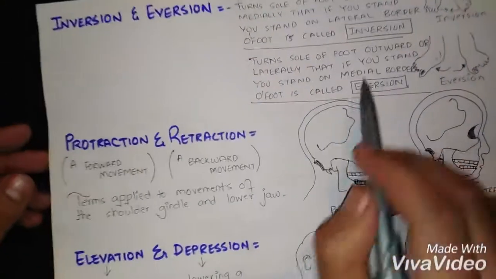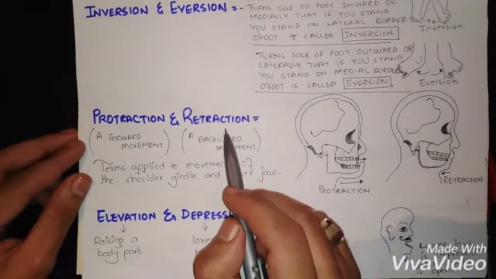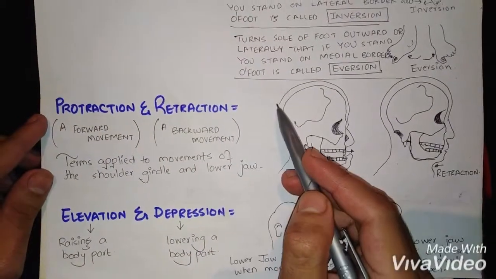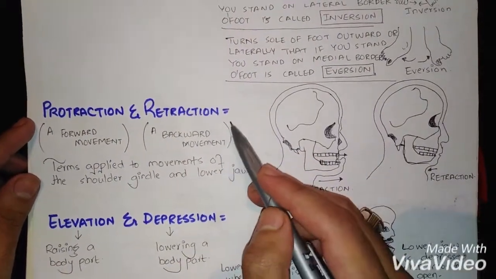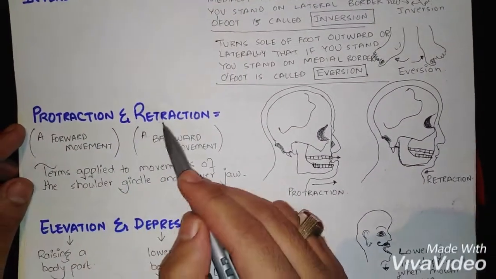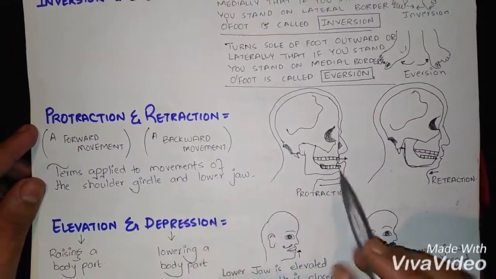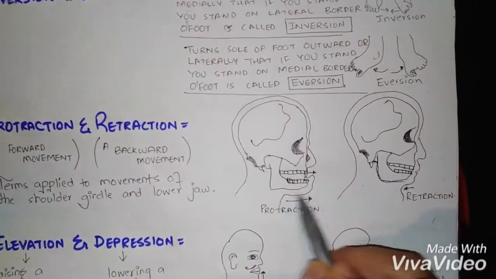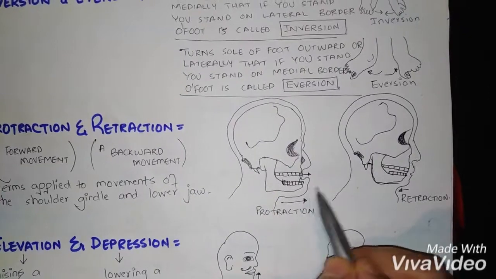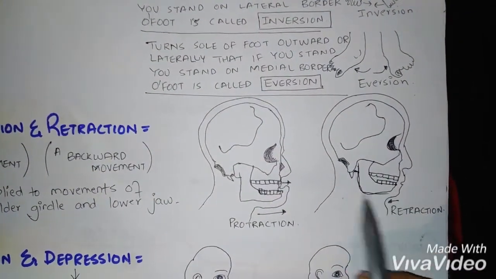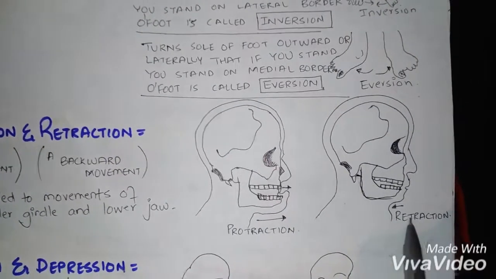Now we talk about protraction and retraction. Protraction is the term which is mostly applied to the shoulder girdle and lower jaw. Protraction is a forward movement. Retraction is a backward movement. For example, in protraction, the lower jaw moves forward. And in retraction, when you move the jaw from forward to backward, this movement is known as retraction.